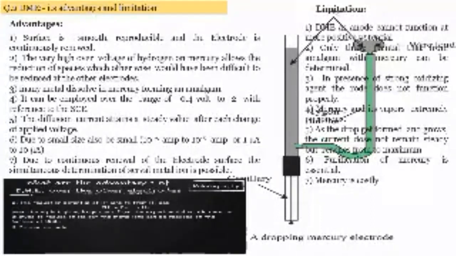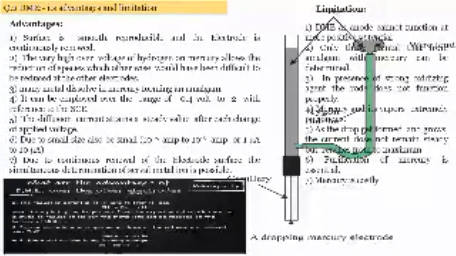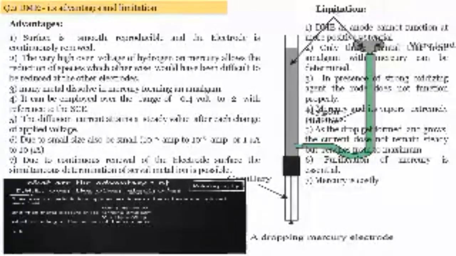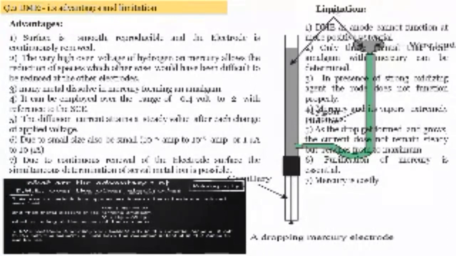Third, as soon as metallic ions approach the cathode and are reduced over the dropping mercury electrode, like metal M n plus plus n electrons gives metal M, the metal dissolves in mercury forming an amalgam, like M plus mercury giving MHg, that is amalgam, which falls at the bottom of the container. Fourth, the dropping mercury electrode works very successfully in the potential range of 2 volt to 0.4 volt. The majority of ions have reduction potential in this range, so they can be accurately analyzed by this method.